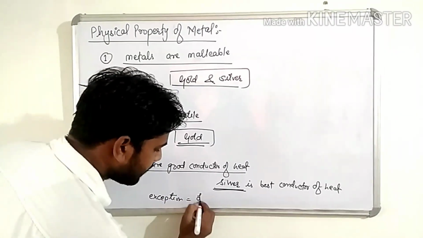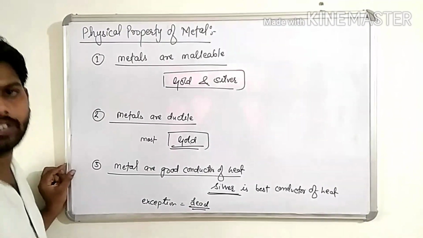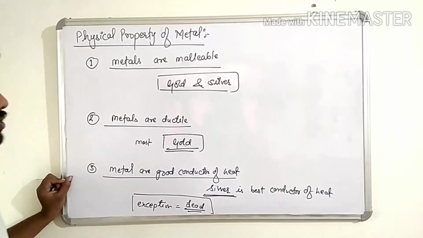Lead. Lead is the metal which is the poorest conductor of heat. Note it down in your copy, children.